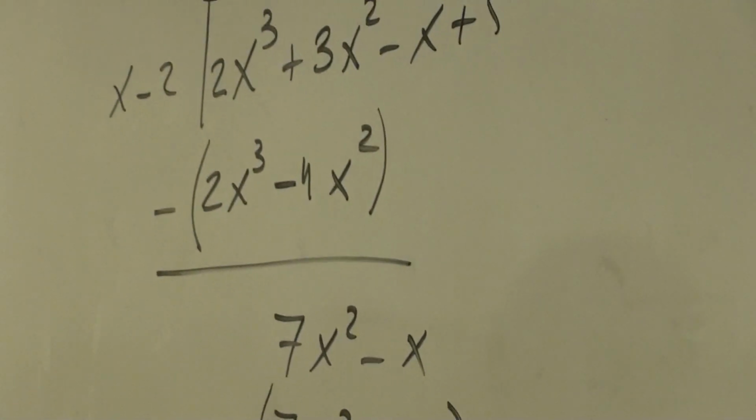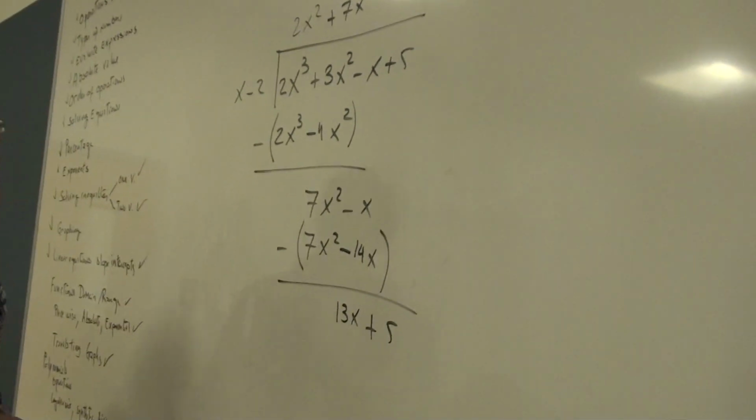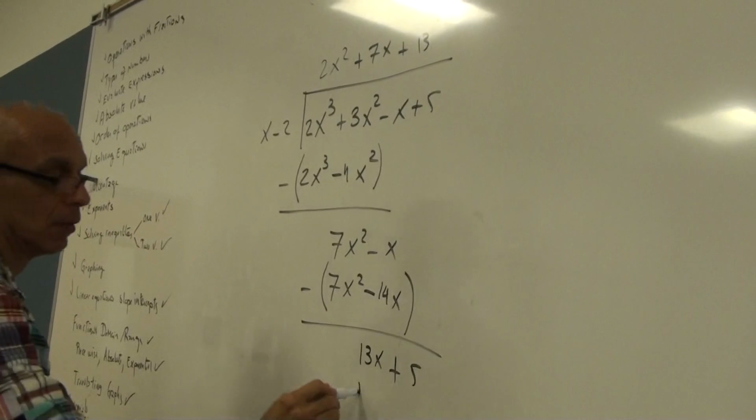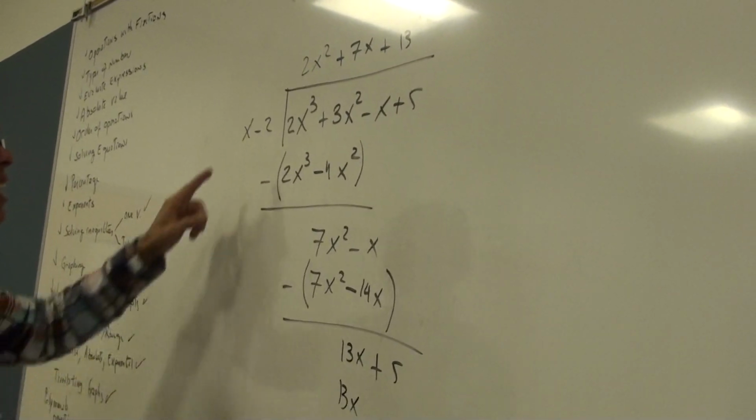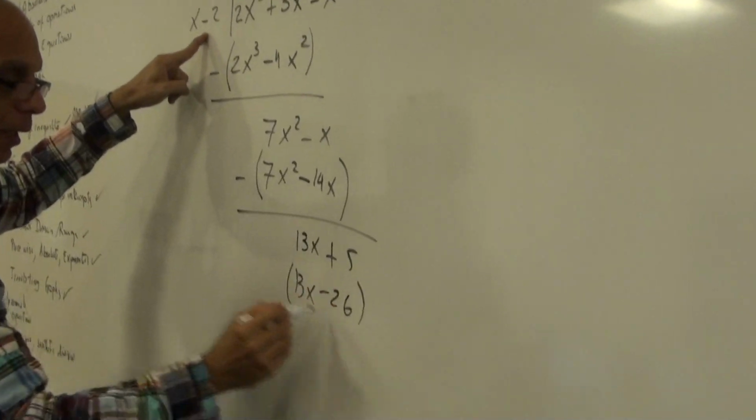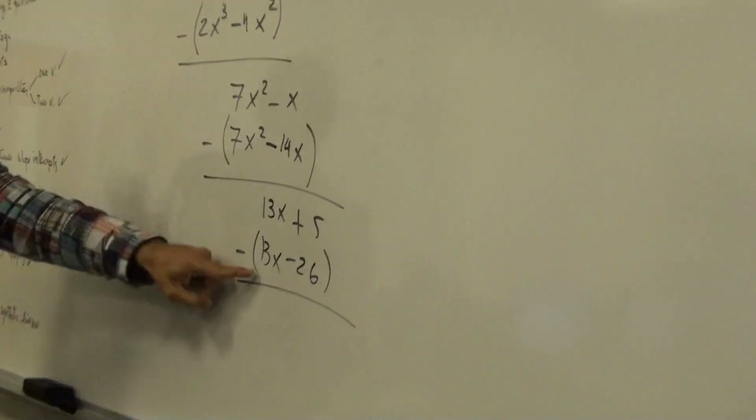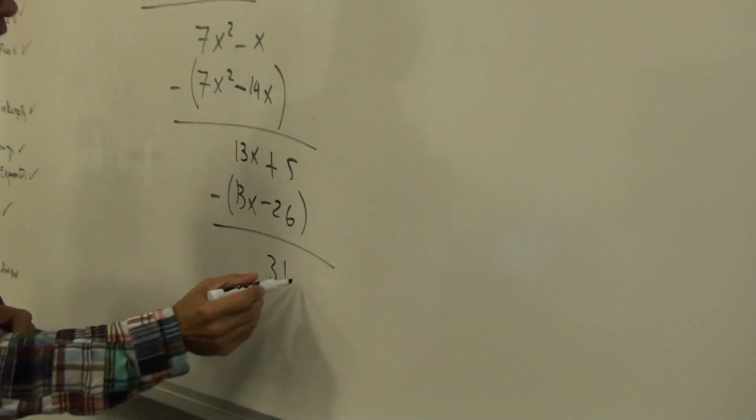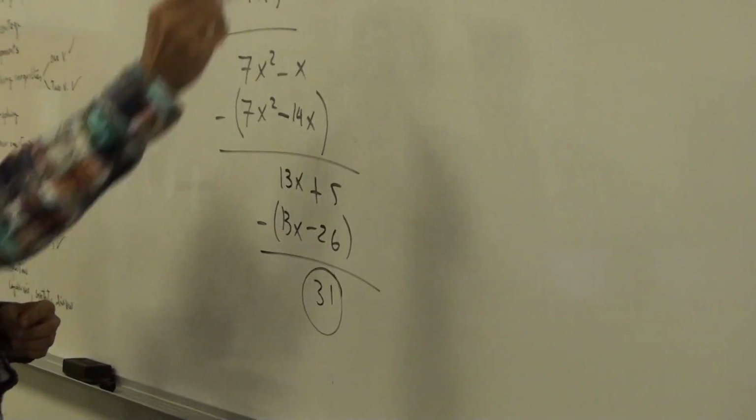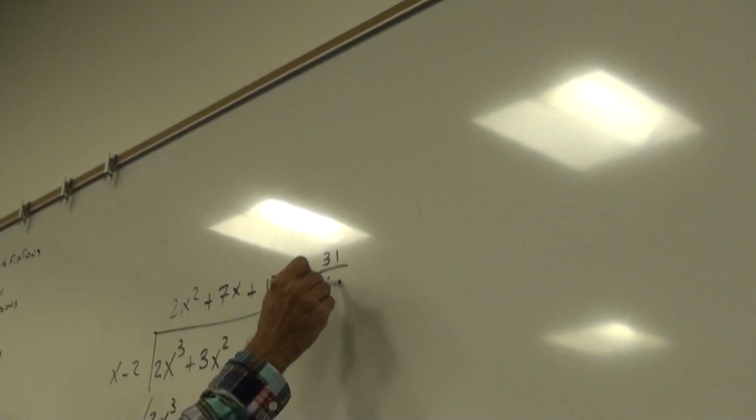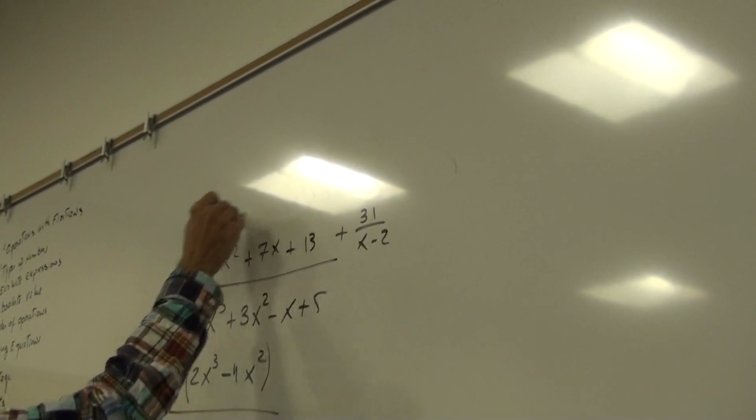And then I bring down the next one. That is 5. And then here is going to be 13x. Now, negative 2 is going to be negative 26. Again, negative. This is going to cancel. This is going to be positive. And then I'm going to have 31. 31 is my remainder. And the total answer is going to be 31 over x minus 2.